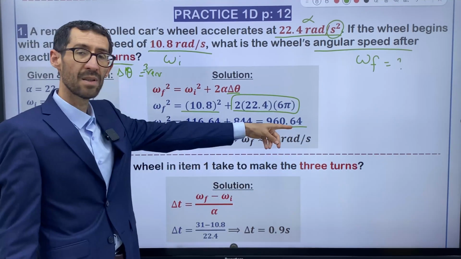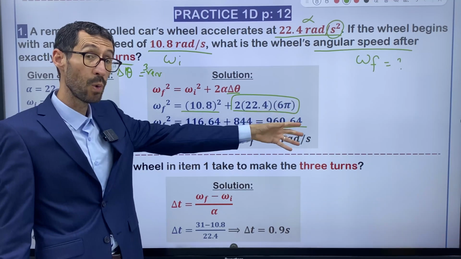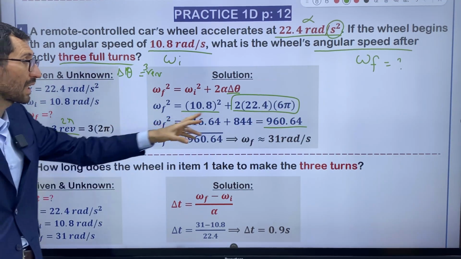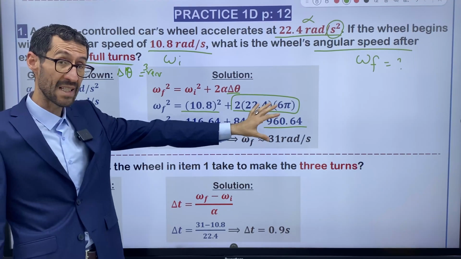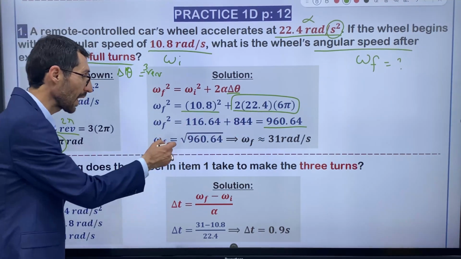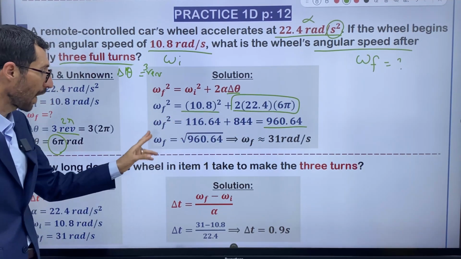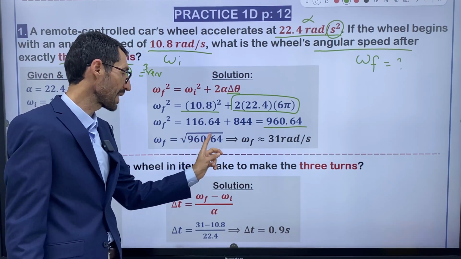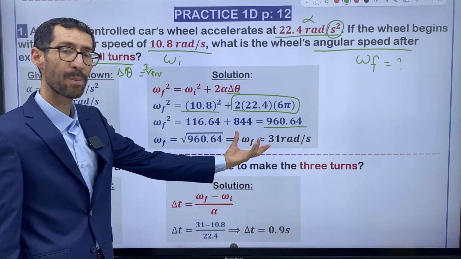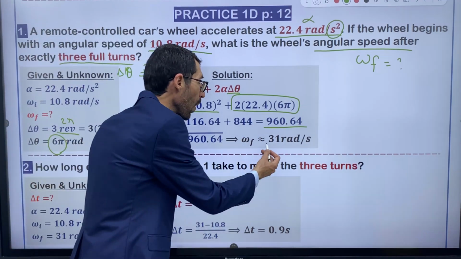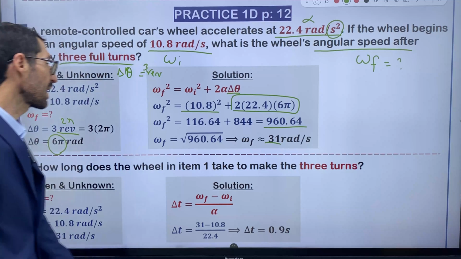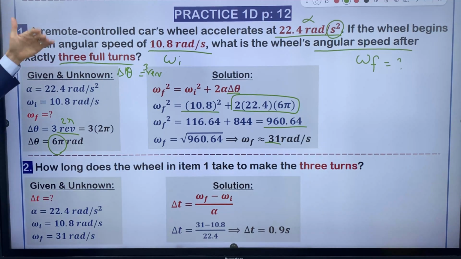Is this number the last answer? No, because we have omega f squared. You have to take the square root of this equation, so put it under the radical. Omega f is equal to radical 960.64. And the answer is approximately 31 in which unit? In rad per second. This is the first question for practice 1D.